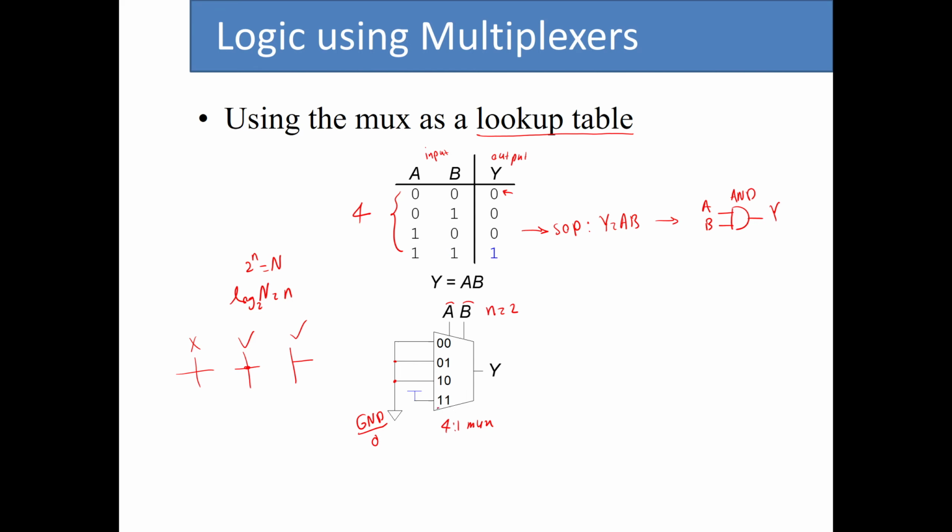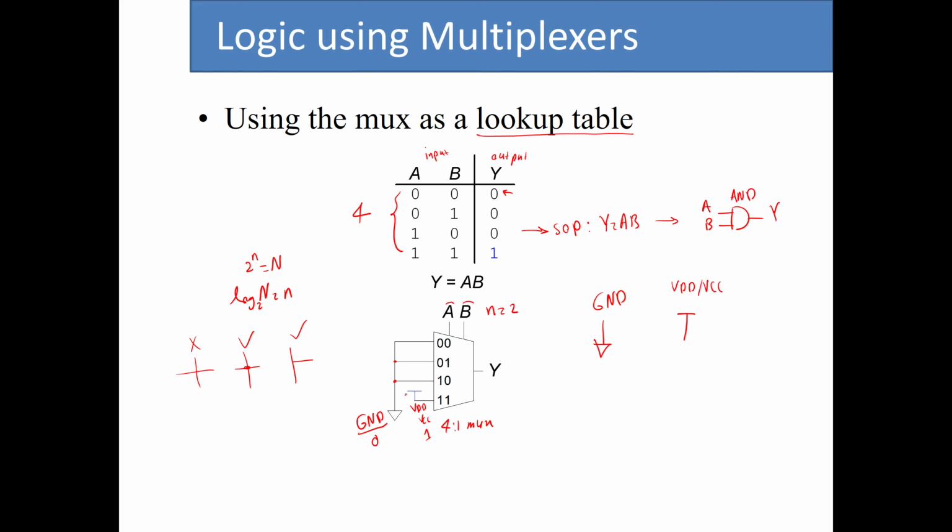So when both of them are 1, that means the 1, 1 input of the multiplexer is going to be selected. Since we want the output for this case to be 1, that's where we can connect this to VDD or VCC, or in other words, 1. So the ground has a symbol like this, and VDD or VCC have a symbol like this. Again, these are the things that you have seen before.